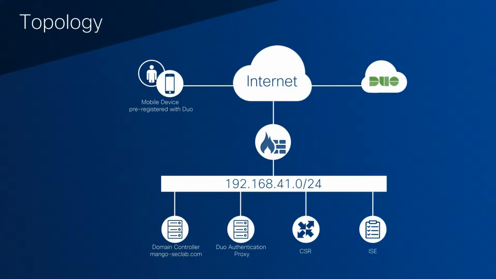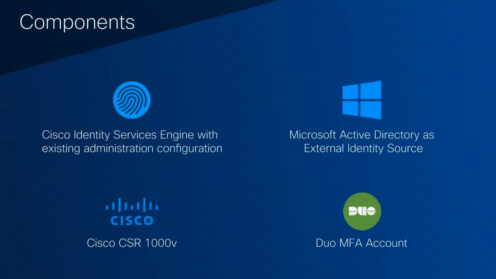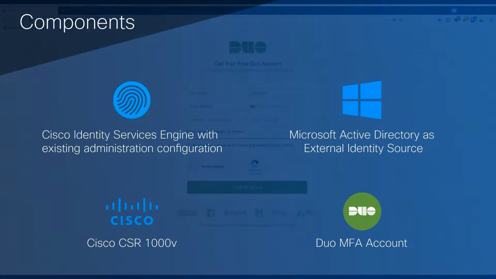Here's an overview of the environment being used in this demonstration. I have a Microsoft Windows 2016 domain controller for the domain mangoseclab.com, a vanilla domain member server, which I'll install the Duo authentication proxy service on, a Cisco CSR 1000V, which is my target device for protection, and the Cisco Identity Services Engine to demonstrate integration of a second authentication factor with TACACS later on. But to start with, the focus will be implementing Active Directory credential login to the CSR command line, with a second factor of authentication as additional protection.